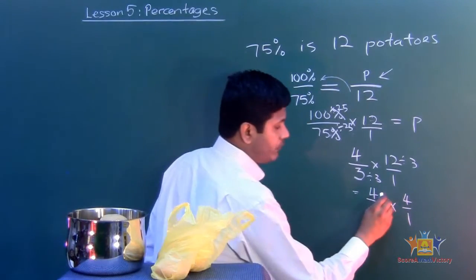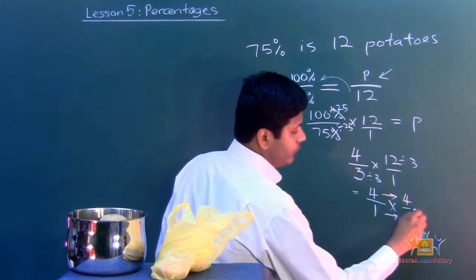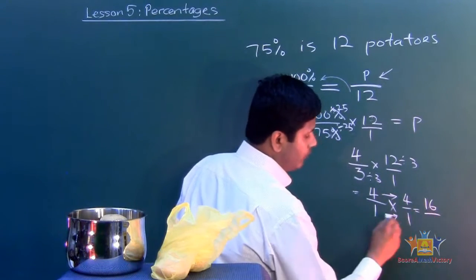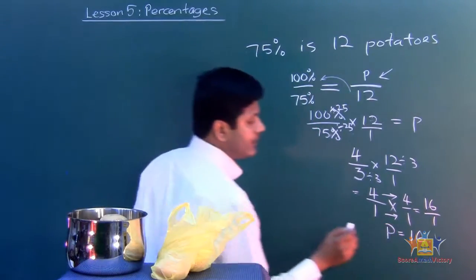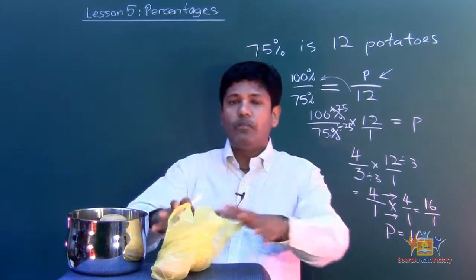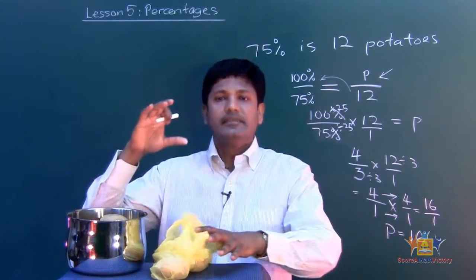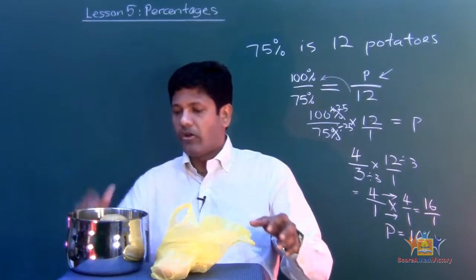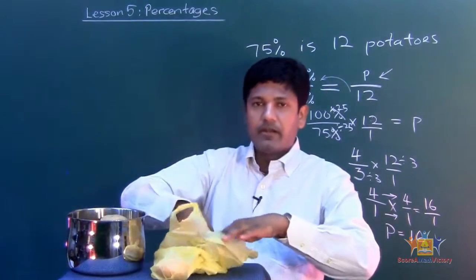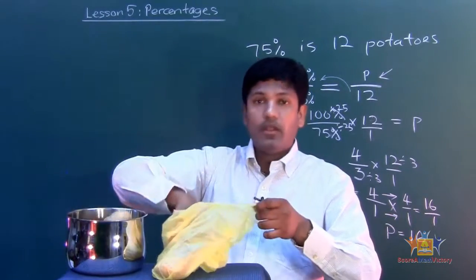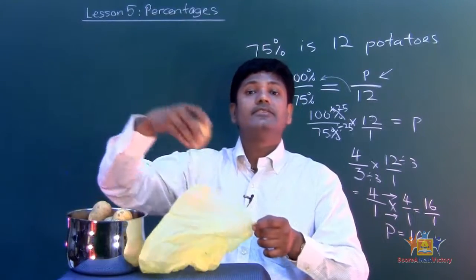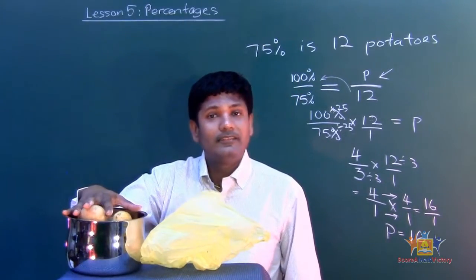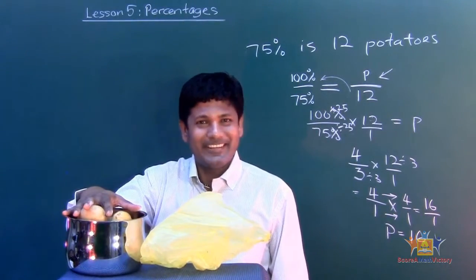So now I can go ahead and perform the double arrow method. 4 times 4 is 16, 1 times 1 is 1. So that means P equals 16. So what should the total potatoes in the bag be? 16 potatoes. I already got 12 in the container, so 13, 14, 15, 16. See that? See how things work? Makes sense, isn't it?